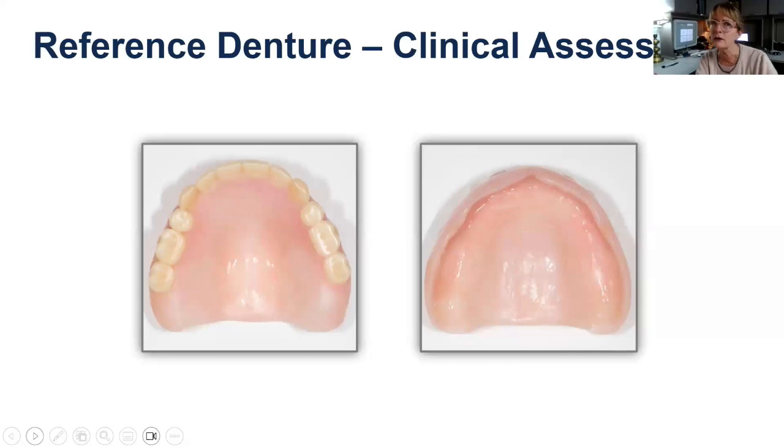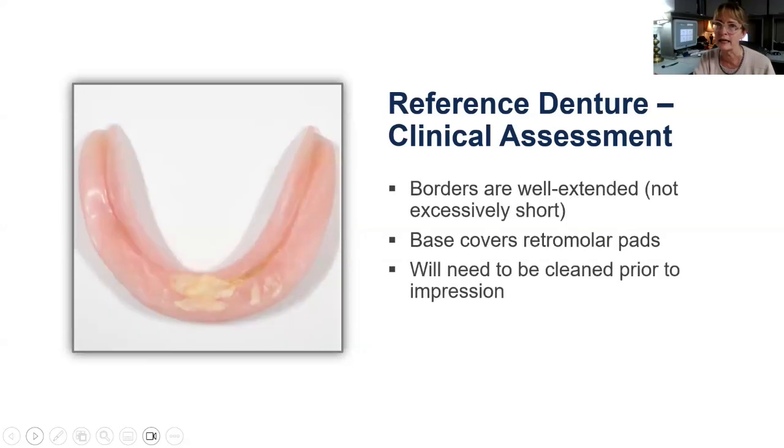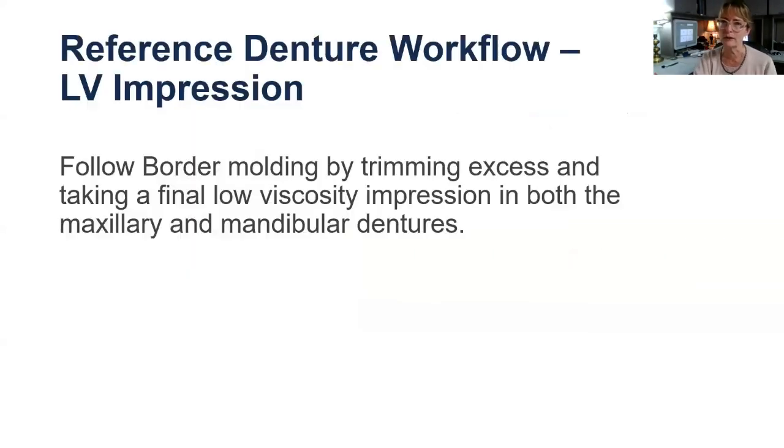And so these are some clinical assessment photos of a well-worn denture, but still very good to take the reference denture scans on. Again, the occlusion is going to be worn, but the teeth are still intact. Again, if one of the denture teeth had potentially popped out, it would still be serviceable for the reference denture technique and scan. And you do want to make sure that any reline material or any tartar that might be on the denture is removed prior to doing that wash impression. And I like this, how we're talking about that the borders are well extended and that the base covers the retromolar pad. Really important that we're covering and acquiring all of the anatomical landmarks.